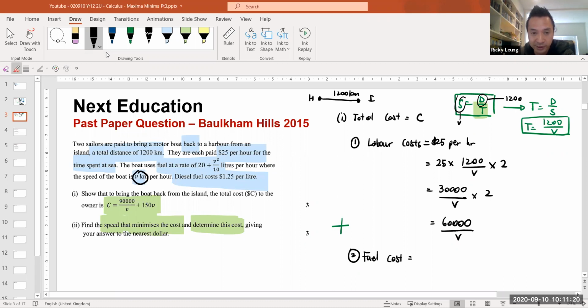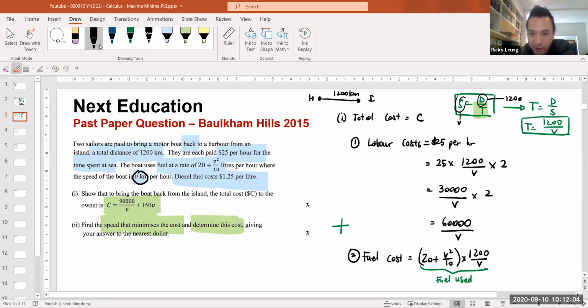Let's see. So fuel cost, let's say, equals to, now let me write down the formula and then I'll basically denote what it stands for, right? So 20 plus V squared on 10, that's how much fuel is used per hour. Now, if I multiply that by the number of hours, so the time up here, 1,200 on V, right? That gives us, and maybe I will highlight that. That's the fuel used or consumed, yeah?